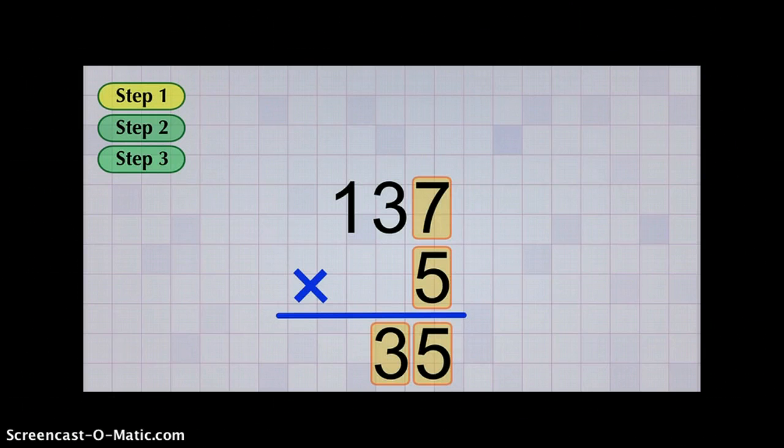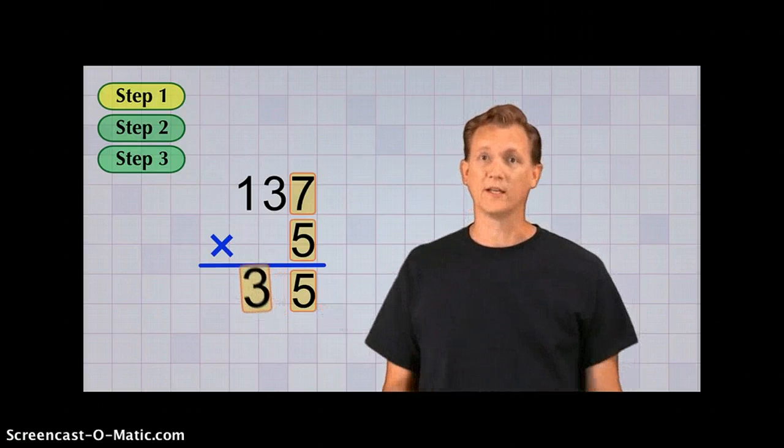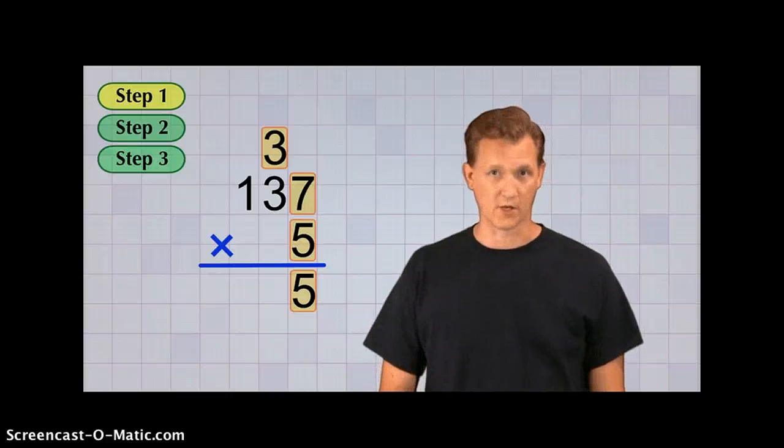Now just like with addition, when we get a 2-digit answer, we have to carry the first digit to the top of the next column, because it'll be in the way of the next answer digit if we don't. So the 5 stays down here in the ones place of the answer, but the 3 gets carried up to the top of the tens place column.